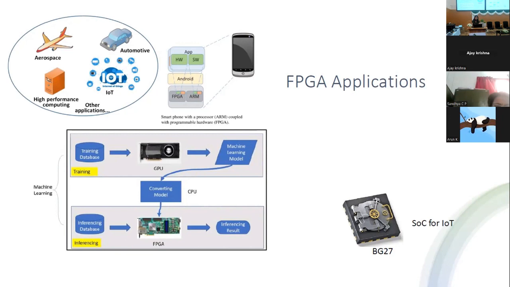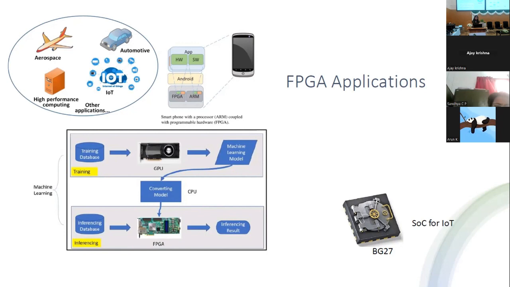SoC means it will contain a small processor and an FPGA part. In mobile phones, nowadays these iPhones are using FPGA SoC. I think you might have read about it, right? AI SoC, they have kept it. So it will contain a processor, mostly an ARM processor, and a small FPGA part.